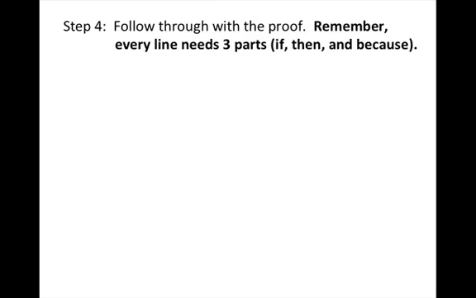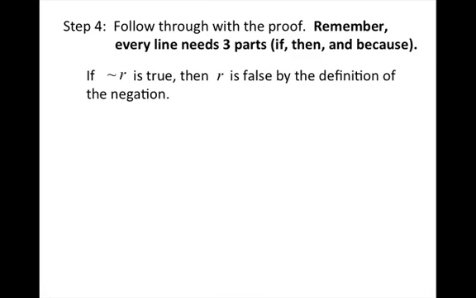So step 4 is list your proof. So let's begin with the not R. I was told that not R is true. If not R is true, then R is false by definition of the negation. Now that I've proven R is false, I can use it in my proof.